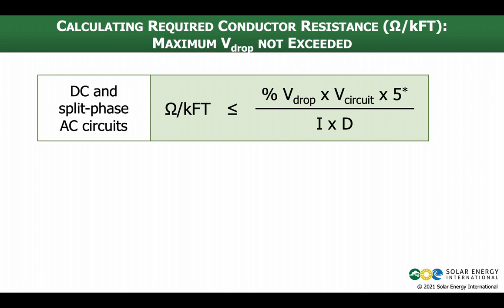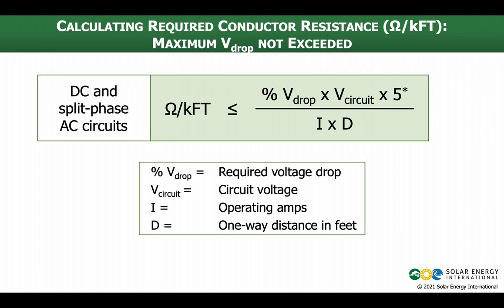No, it's just say, find a resistance value and then look up a conductor that meets that level of resistance. So the values here are the same. We're going to say, what's our required voltage drop? What's our circuit voltage? Again, VMP on the DC side, nominal AC voltage on the AC side. We have a constant of 5. Again, that was just derived algebraically by getting rid of some of the labels that are attached to these values.